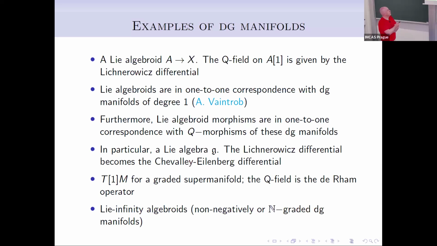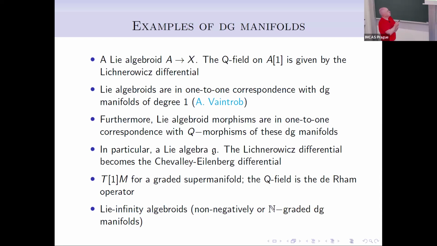So as our audience is very prepared, I don't want to give more details. In particular, a Lie algebra and also a super Lie algebra with a Chevalley-Eilenberg differential is a Q manifold. And if we take any graded supermanifold and take T shifted by one of it with the de Rham operator, the de Rham operator can be viewed as a Q field, and it's a Q manifold.